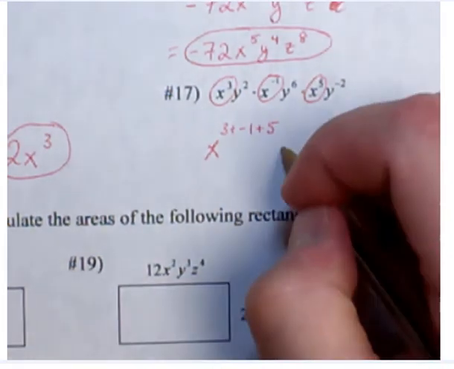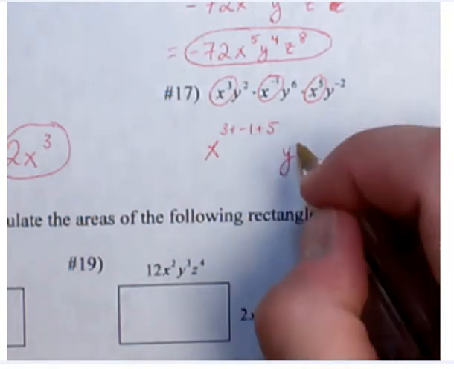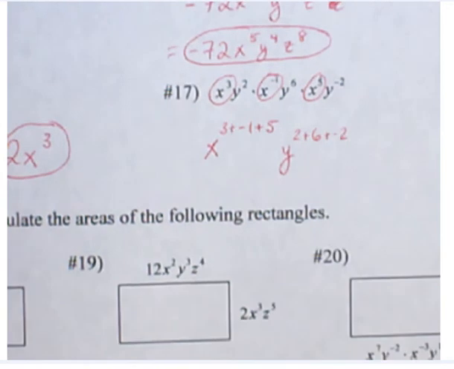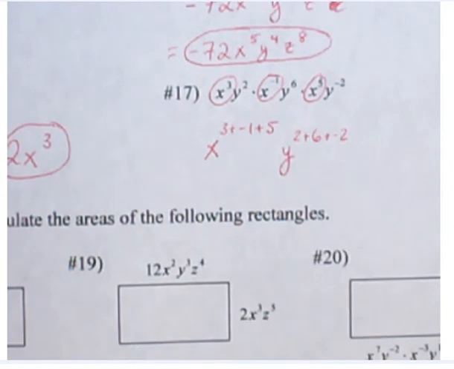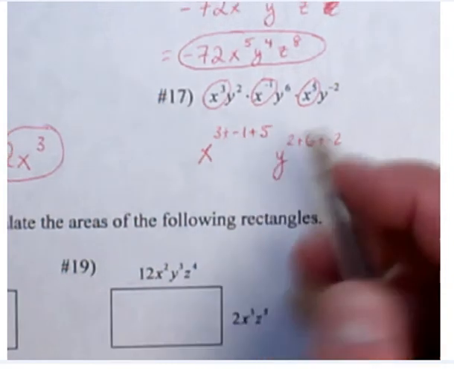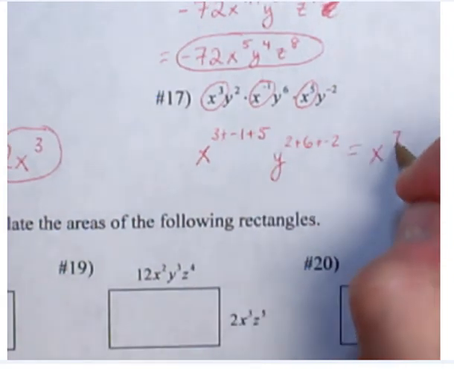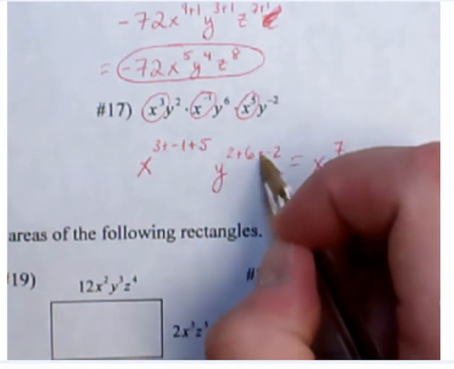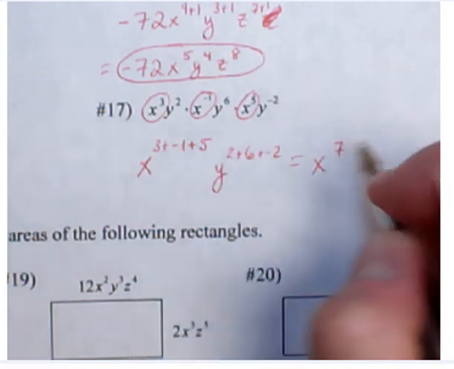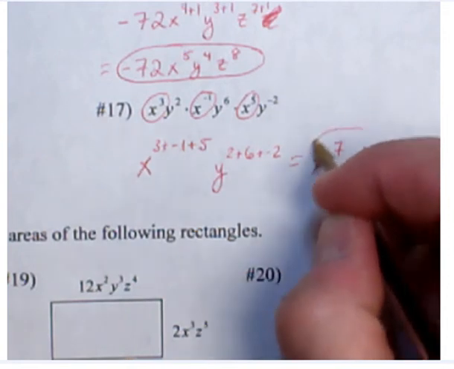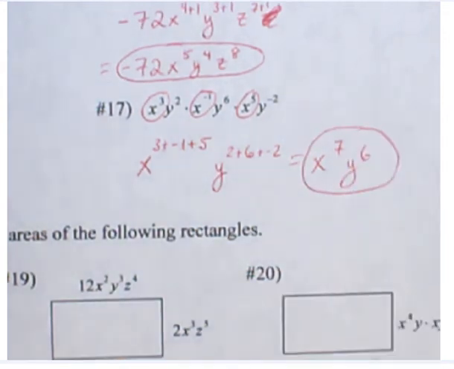Now for the y's. Y to the second, y to the sixth, y to the negative 2. And now we just add. 3 plus negative 1 is 2. 2 plus 5 is 7. So we get x to the 7th. And then we get 2 plus 6 is 8. 8 plus negative 2, that's like 8 minus 2. We get y to the 6th. That's it. There's your answer.